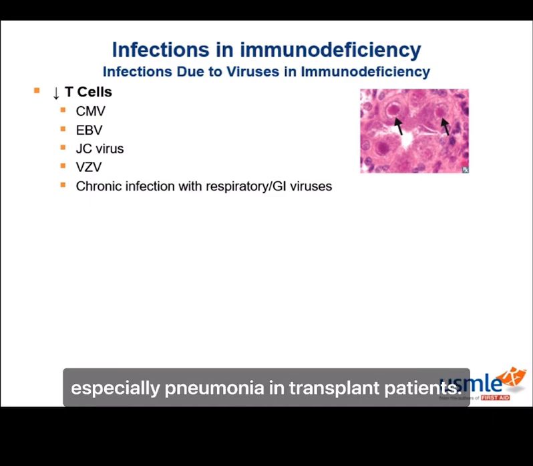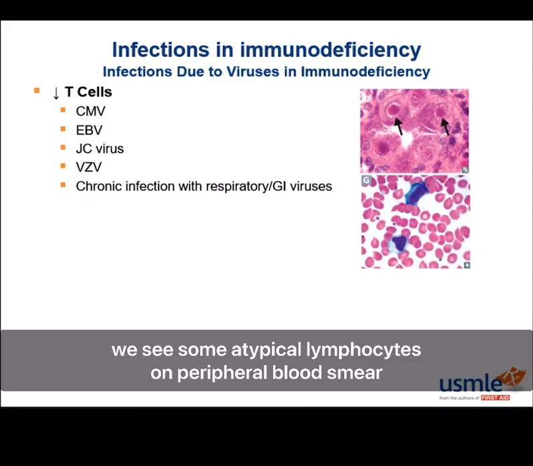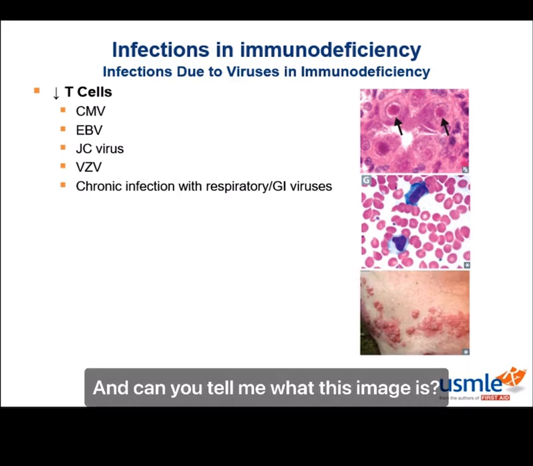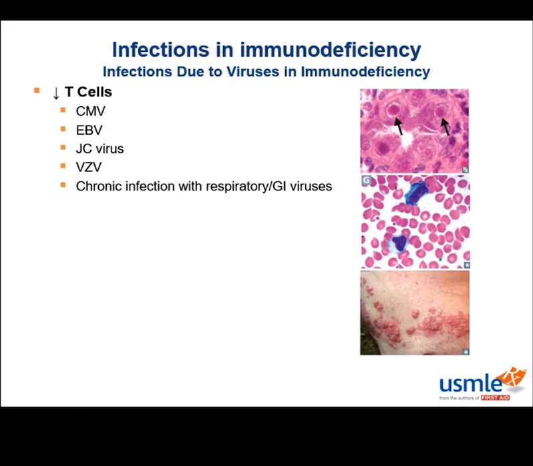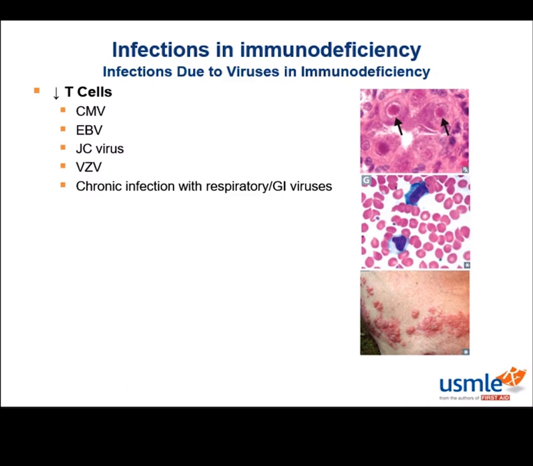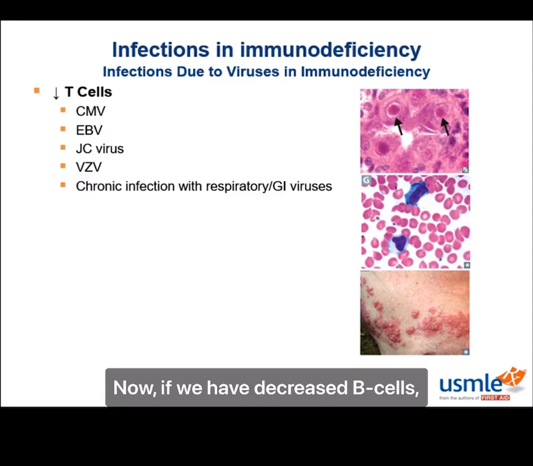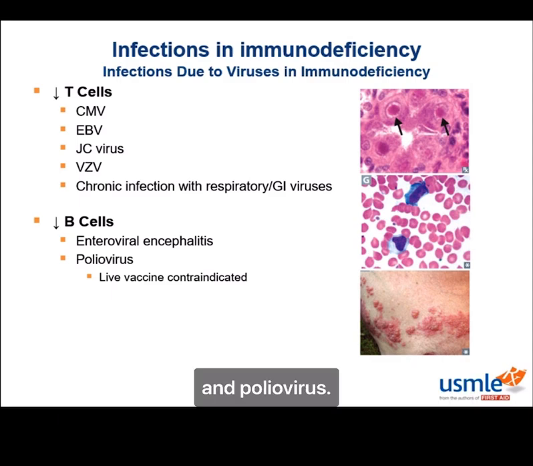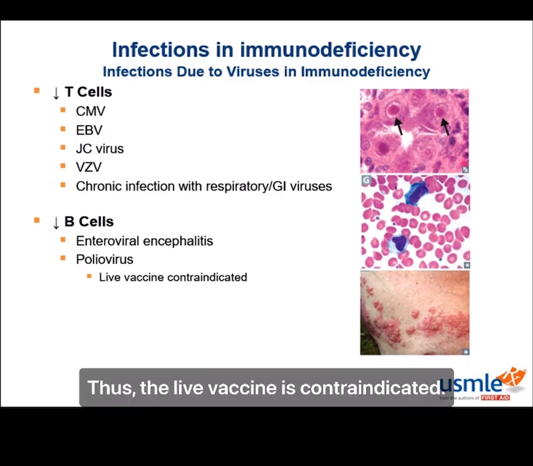in transplant patients. Now, in this next image, we see some atypical lymphocytes on peripheral blood smear, which we can see with EBV. And can you tell me what this image is? It's shingles due to varicella zoster, but it can also present as chickenpox, encephalitis, and pneumonia. Now, if we have decreased B cells, we are susceptible to enteroviral encephalitis and poliovirus. Thus, the live vaccine is contraindicated.